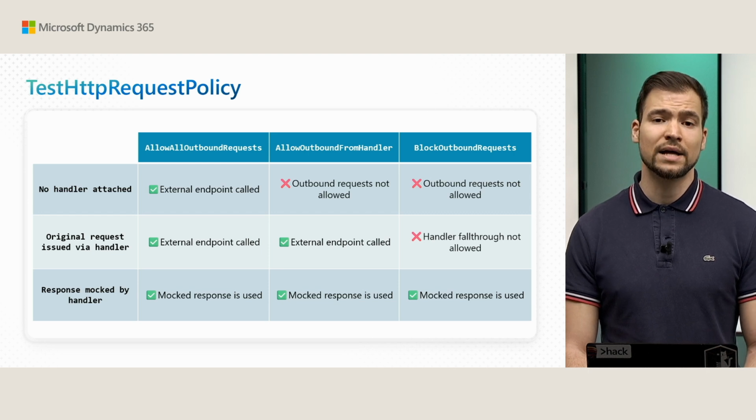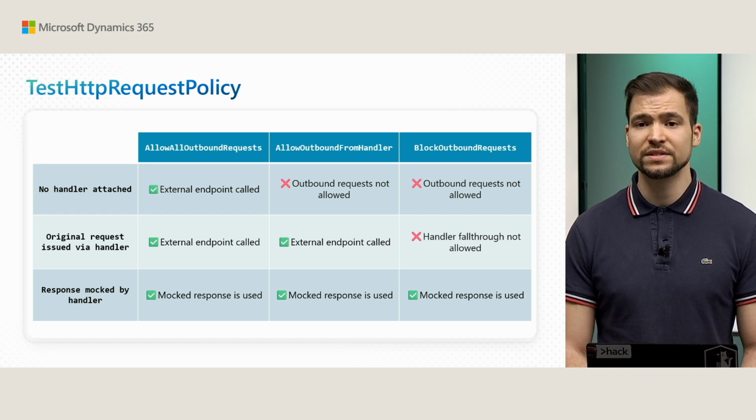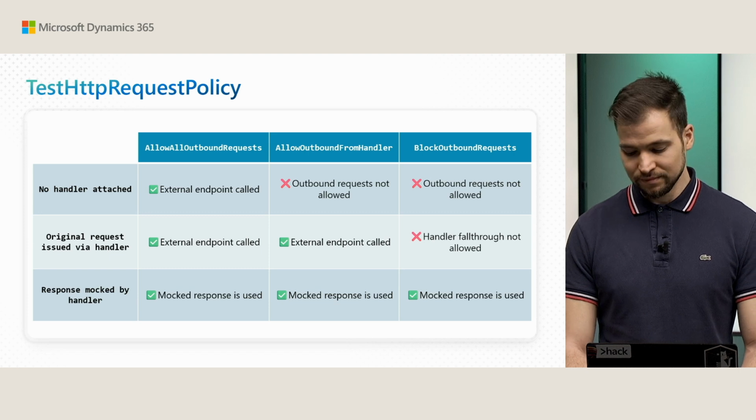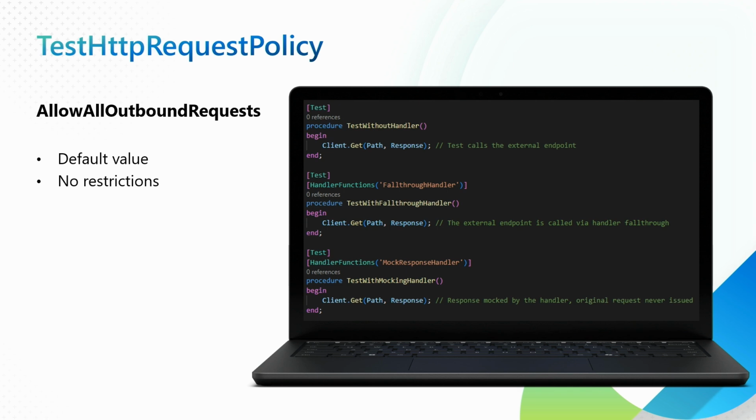We can see the different handler setups on the left, while the property values at the top and the outcome for all of these scenarios in the middle. Let's take a look at all of them in a bit more detail. When the property is set to allow all outbound requests, which is also the default value, then no restrictions are imposed on outbound requests. To illustrate the three main scenarios, we can take a look at the example on the right. It has three test methods, one with no handler, one with a handler that issues the original request using an exit true statement, and one with a handler that mocks a response. In this case, all three are allowed.